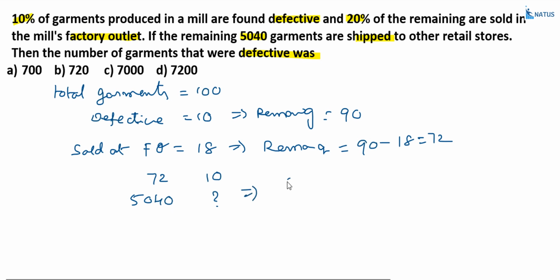That implies 5040 by 72 into 10. And what about this one? Here clearly we know that this is equal to 7 times, so this is equal to 700. Option A is the correct answer.